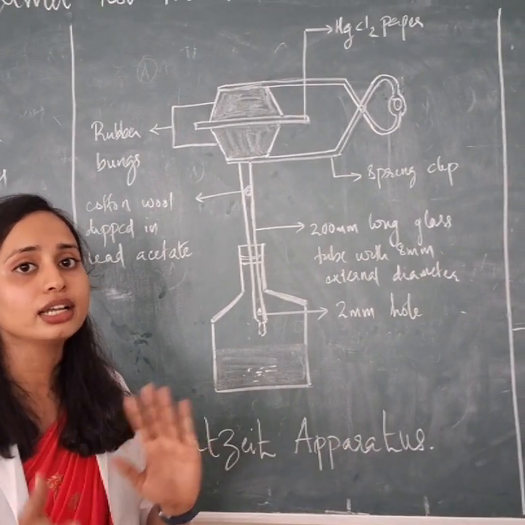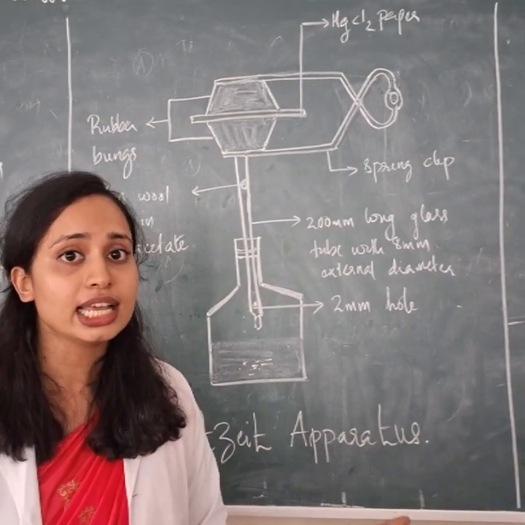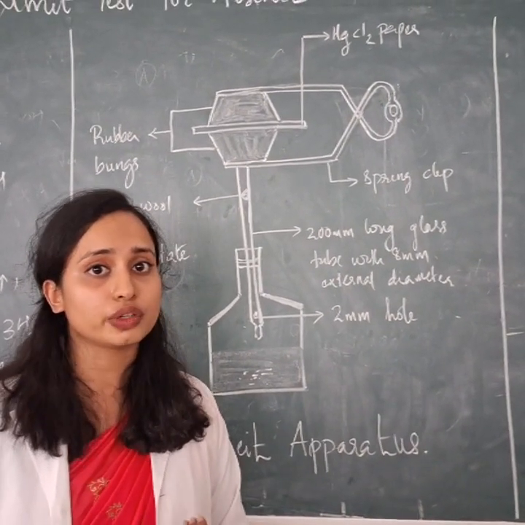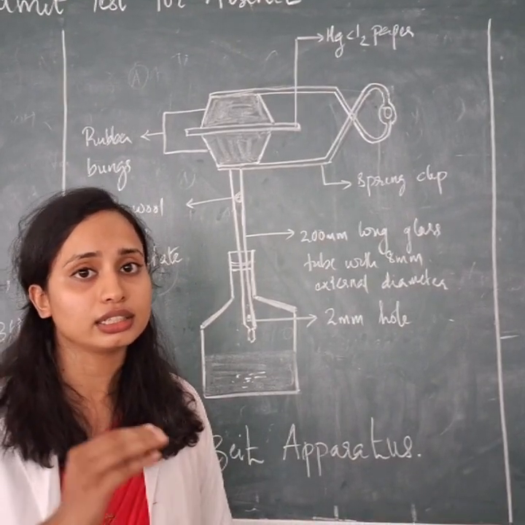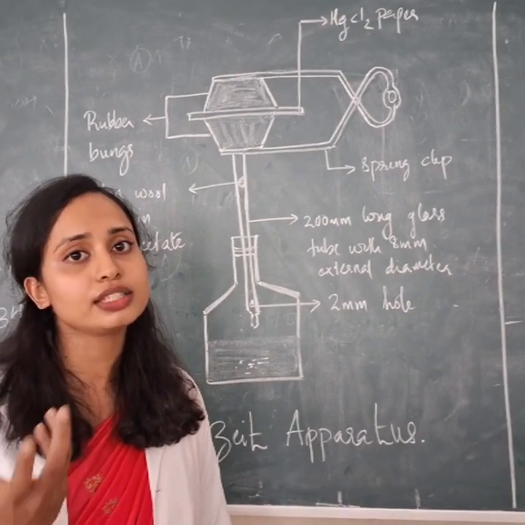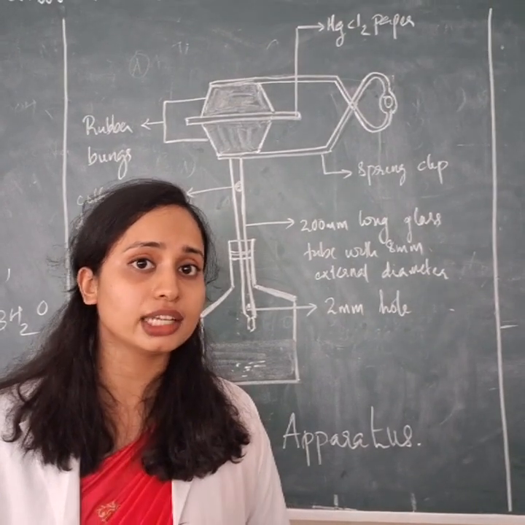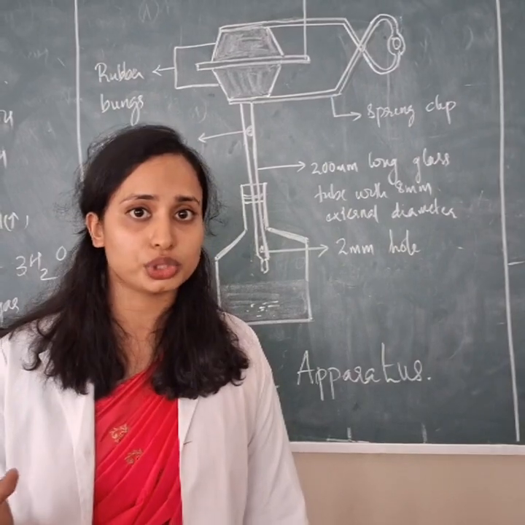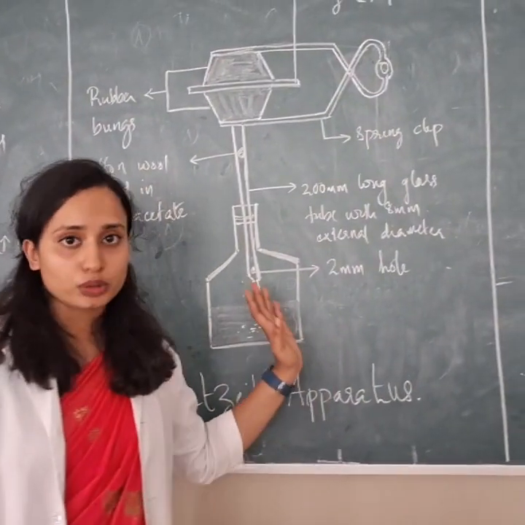So this will be compared, and the stain produced by the test solution should be less than that of the stain produced by the standard solution. Then only will the compound pass the limit test for arsenic, and otherwise it will fail. That means if the stain produced by the test solution is greater than that of the standard stain produced by the standard solution, then it will fail the limit test for arsenic. And we can move to the procedure.